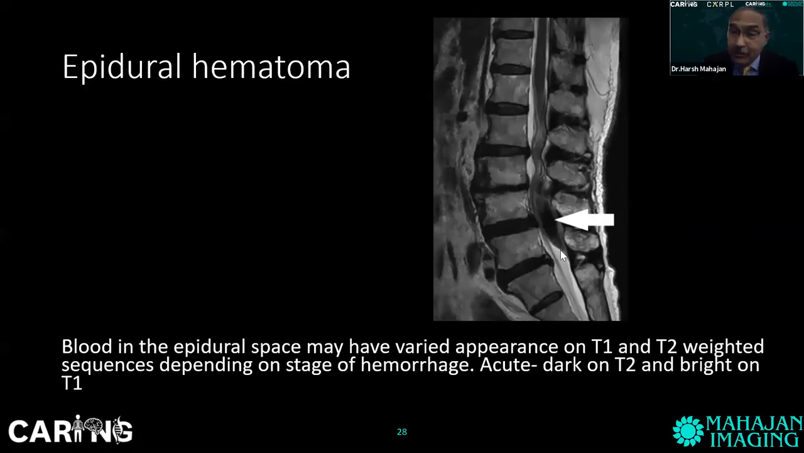Epidural hematomas may occur rarely, and this is one such case, and the hemorrhage has typical signal characteristics which we can identify on MRI, and this is markedly compressing the thecal sac and the nerve roots.